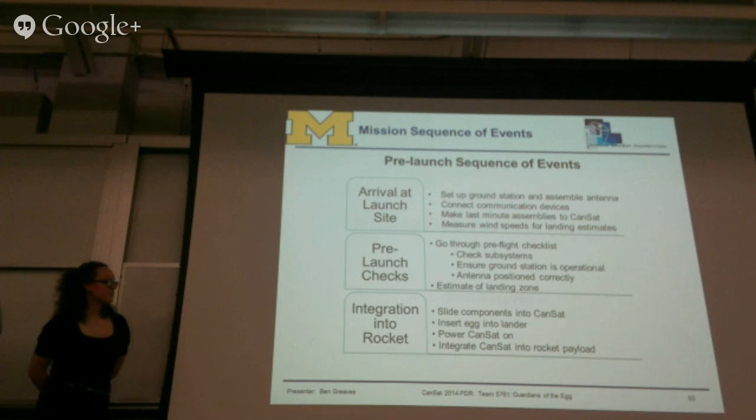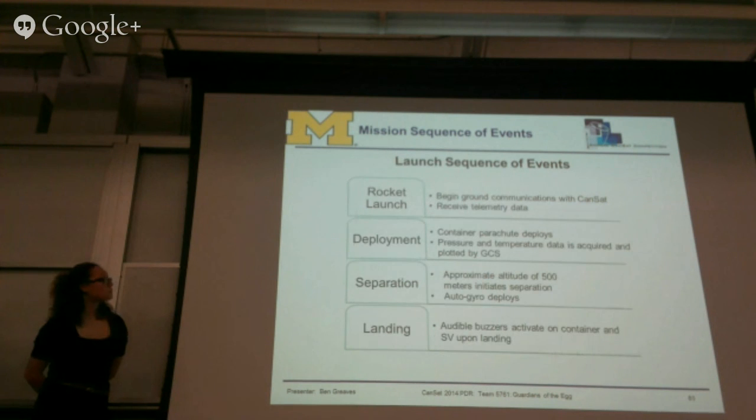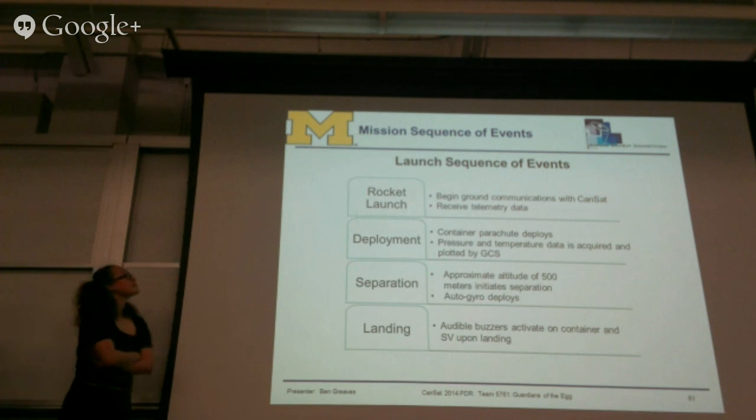And then integration into the rocket, we have to make sure that the egg is in the lander. That would kind of be a problem. Turning CanSat on, obviously very important. And then for the rocket launch, once the launch begins, we'll make sure that the ground communication with the CanSat is operational and start receiving that data.